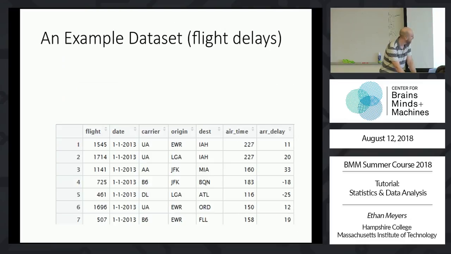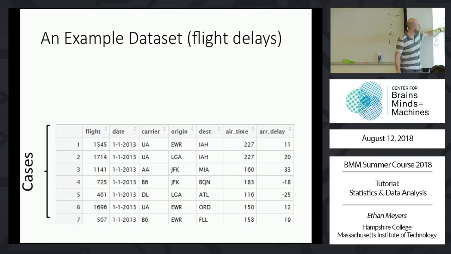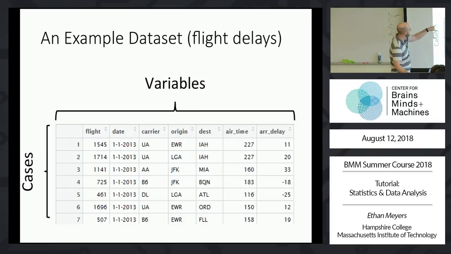Okay. So here's some data. This is data about flights and how long they were delayed, so nothing to do with neuroscience. But any data set you get often has this format where you have what are called cases here. These are the individual items that were recorded and collected, and then you have the rows in all called variables. That's a statistical term, not to be confused with variables, let's say, in computer science. And then there are different types of variables.